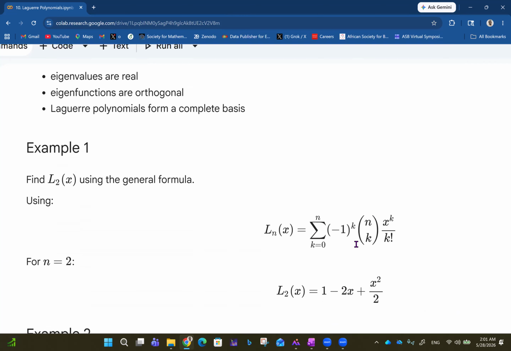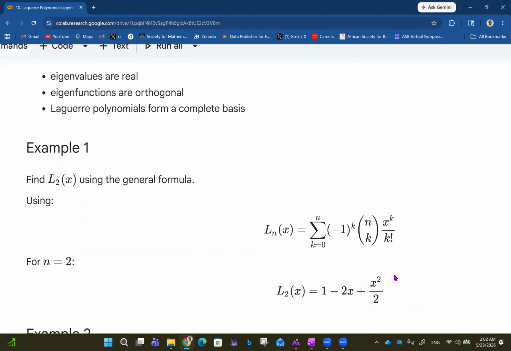Then when you go to k equals 1, you have minus 1 raised to power 1. That's why you have this minus here. Then 2 combination 1 will be 2, and x raised to power 1 is x, over 1 factorial. Then when k is 2, minus 1 raised to power 2 is positive. Then 2 combination 2 is 1, and you have x squared over 2 factorial.